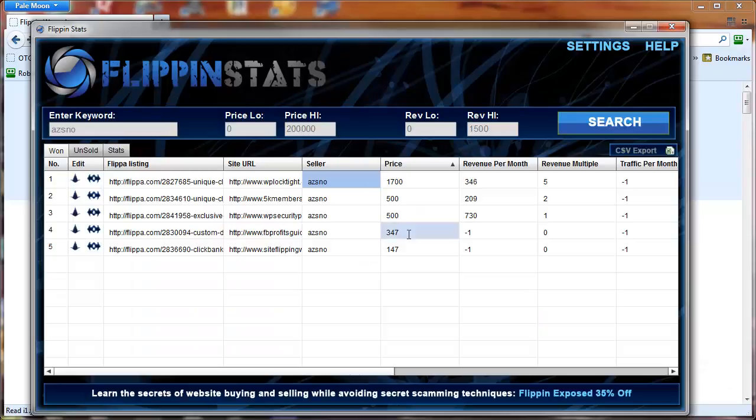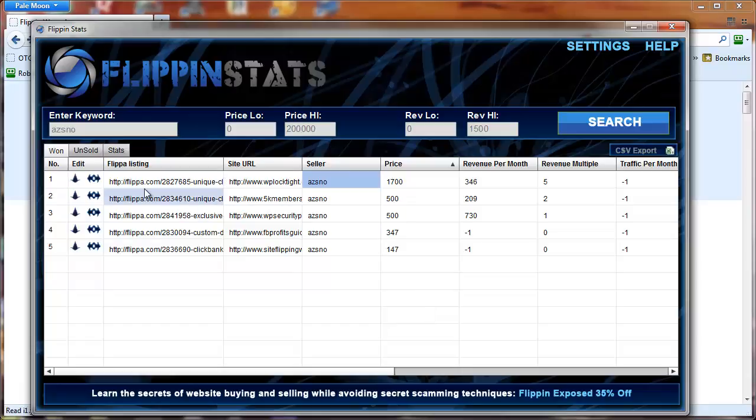Now I'm using Flippa Stats again, so it brings up all my information very easily without having to go out and find all this information on Flippa, which Flippa is good. The problem is there's a whole lot of data to basically go through to find the information that you're looking for if you're doing research on a particular seller.